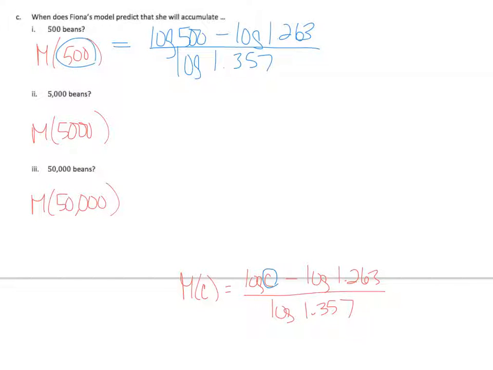Make sure you use some parentheses or watch your order of operations, because you can get this one wrong just by making a silly mistake. So first I'm doing log 500 minus log 1.263 and hitting enter. Then I'm taking that answer and dividing it by log of 1.357. And I got 19.6, or 20 trials.